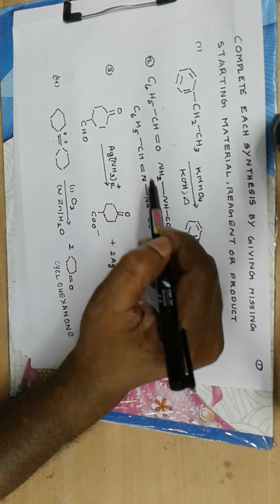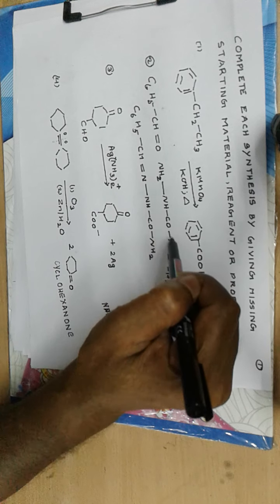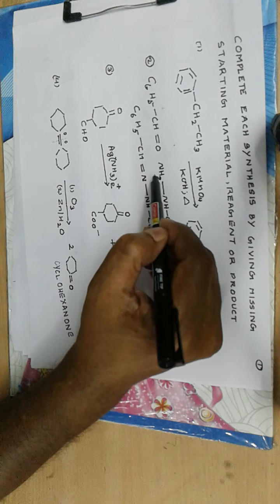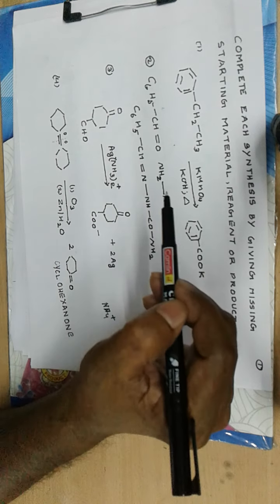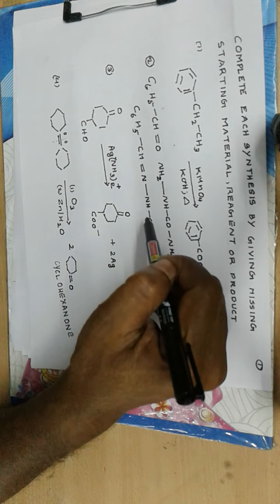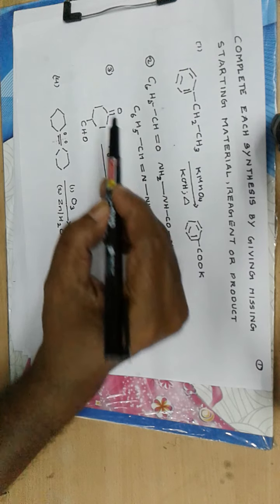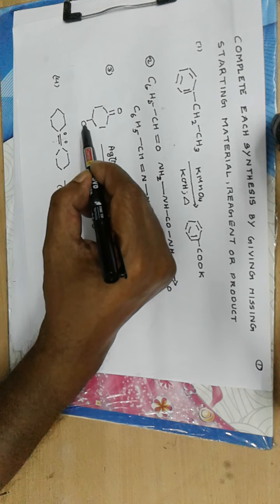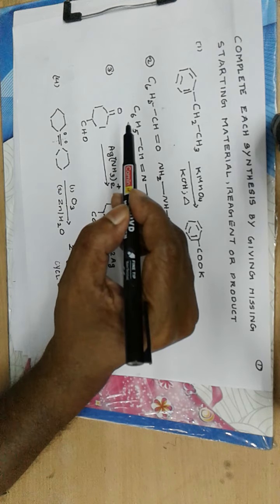Now benzaldehyde with semicarbazide, a simple reaction: oxygen and hydrogen combine to form water, and we get CH double bond NNHCONH2. Now it's a ketone, and an aldehyde group is also present.